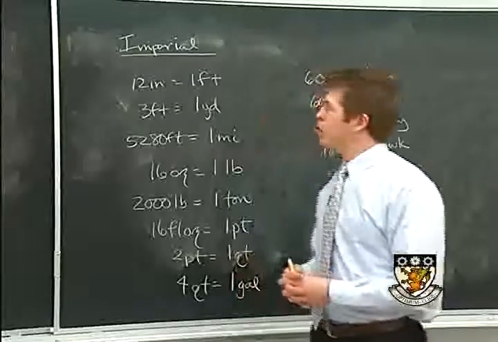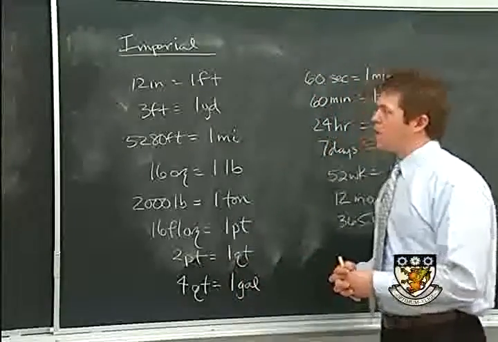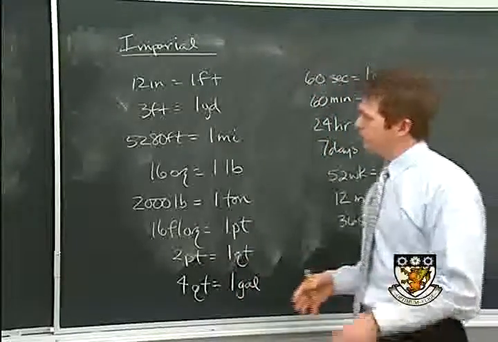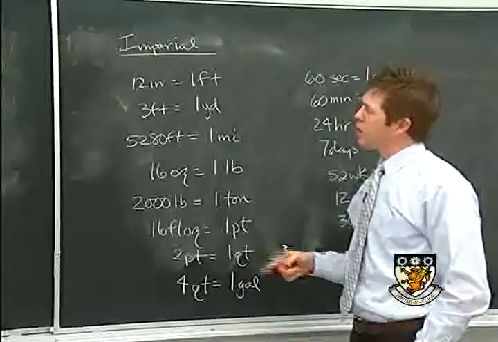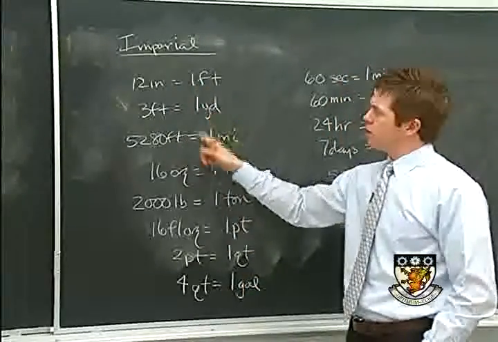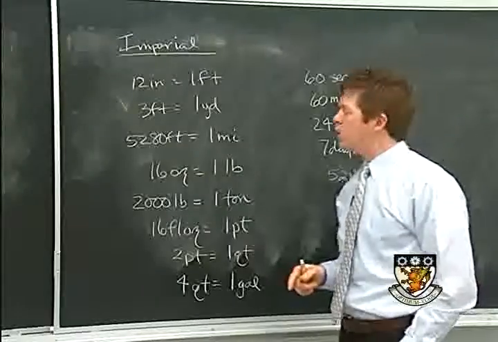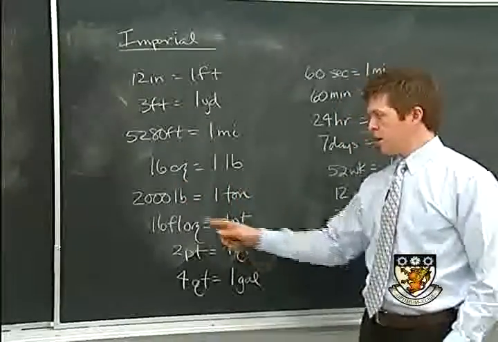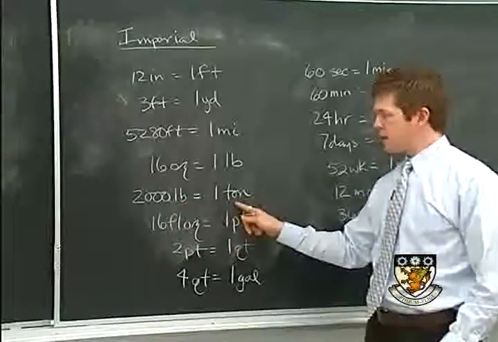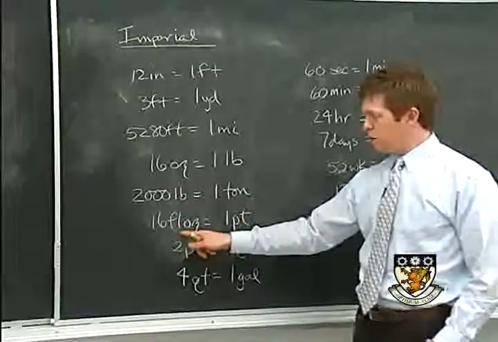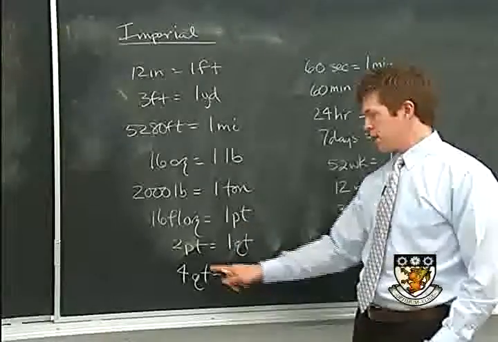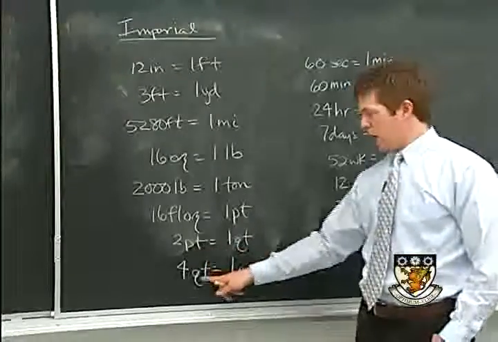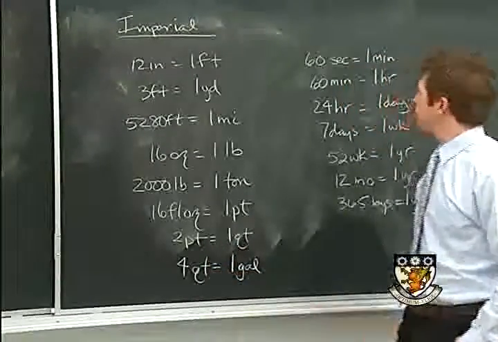So if we look here, looking first at the imperial system and how they're broken down. There are 12 inches in a foot, 3 feet in a yard, 5,280 feet in a mile, 16 ounces in a pound, 2,000 pounds in a ton, 16 fluid ounces in a pint, 2 pints to a quart, and 4 quarts to a gallon.